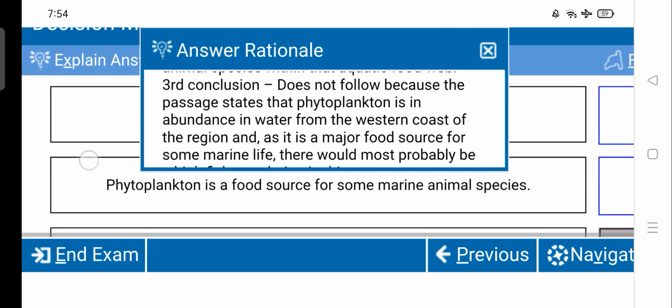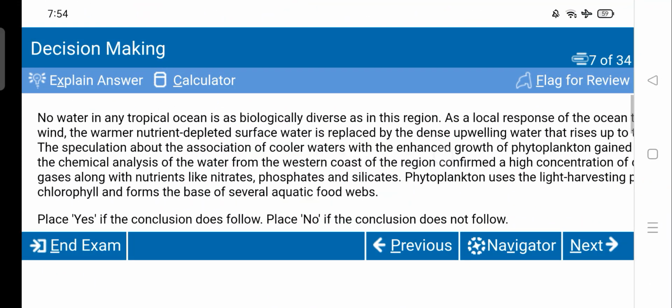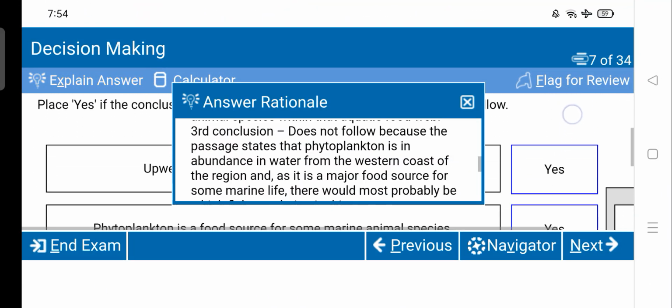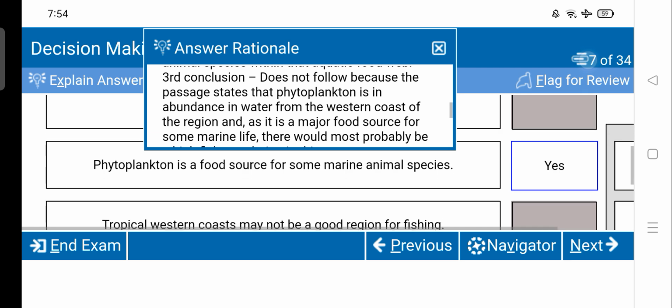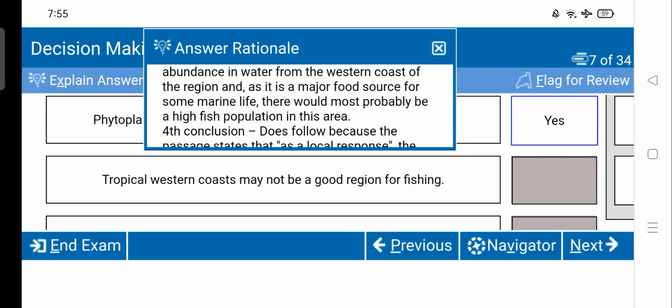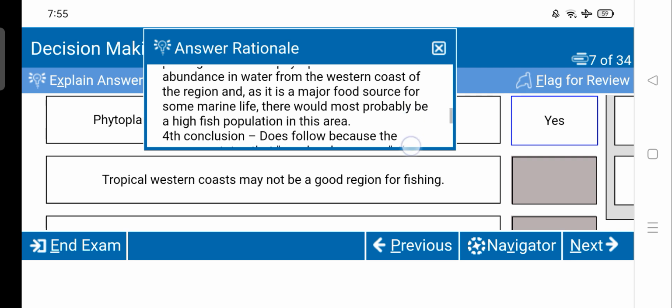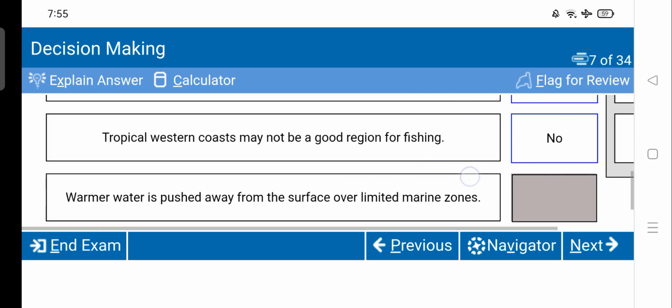Third conclusion, it does not follow because the passage states that phytoplankton is in abundance in water from the western coast of the region, as it is a major food source for marine life. There would most probably be a high fish population in this area. So the third conclusion does not follow, so we will drag a no and drop it here.